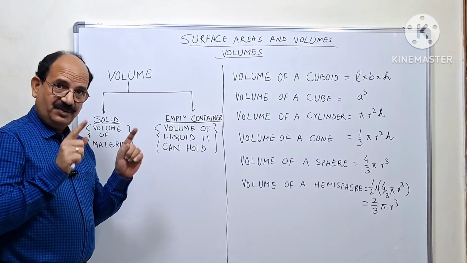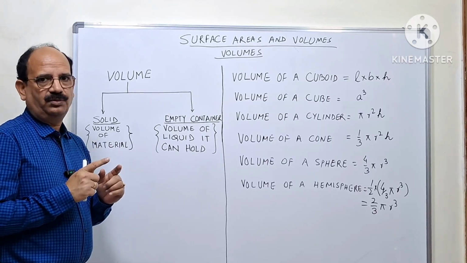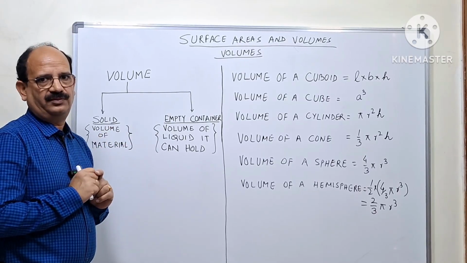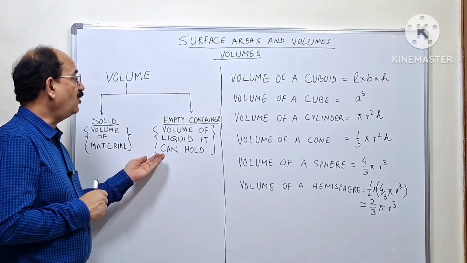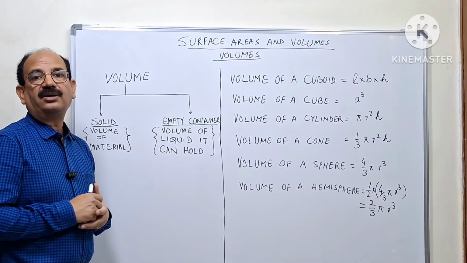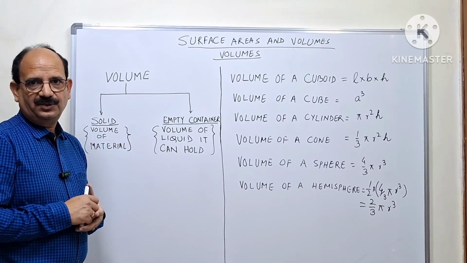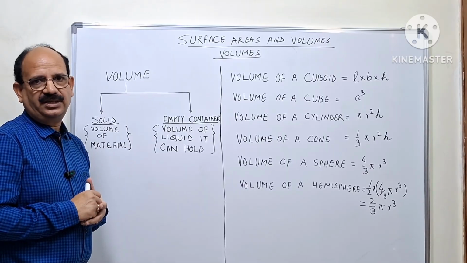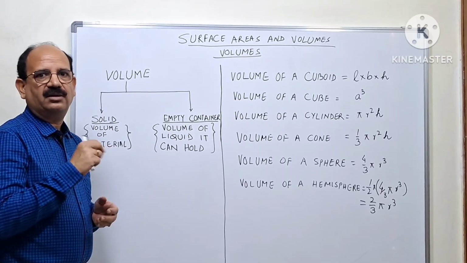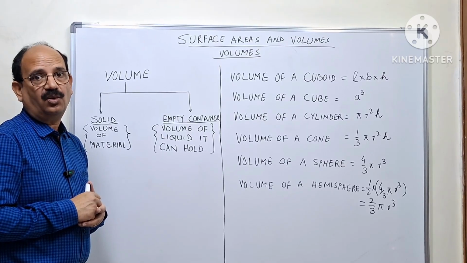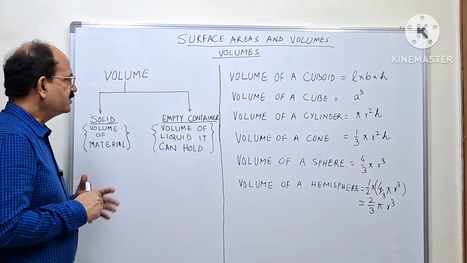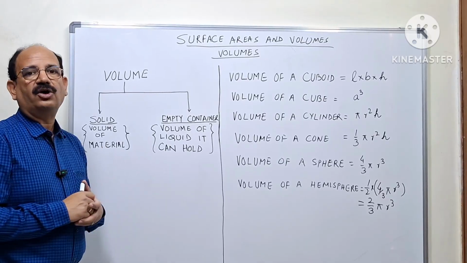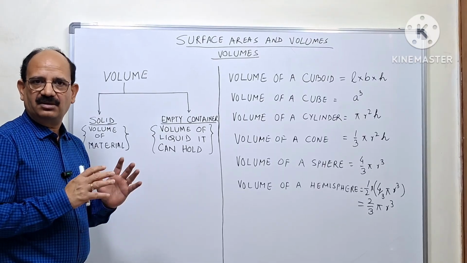Whereas if it is in the shape of an empty container, like a cube but an empty cube, then you should think of volume in terms of how much liquid it can hold. Suppose it's a cubical container, then how much water it can hold, and the volume of that water. So that's how you should think of the volume of a given solid.